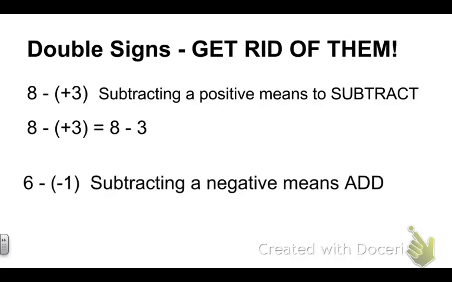And then when you have something like this, 6 minus a negative 1, when you subtract a negative, that means to add. The reason you are adding is I want you to look at this right here. You have the opposite of a negative. What's the opposite of a negative? The opposite of a negative is a positive. So subtracting a negative means to add. So 6 minus negative 1 is simply 6 plus 1. We'll get into that in class tomorrow.